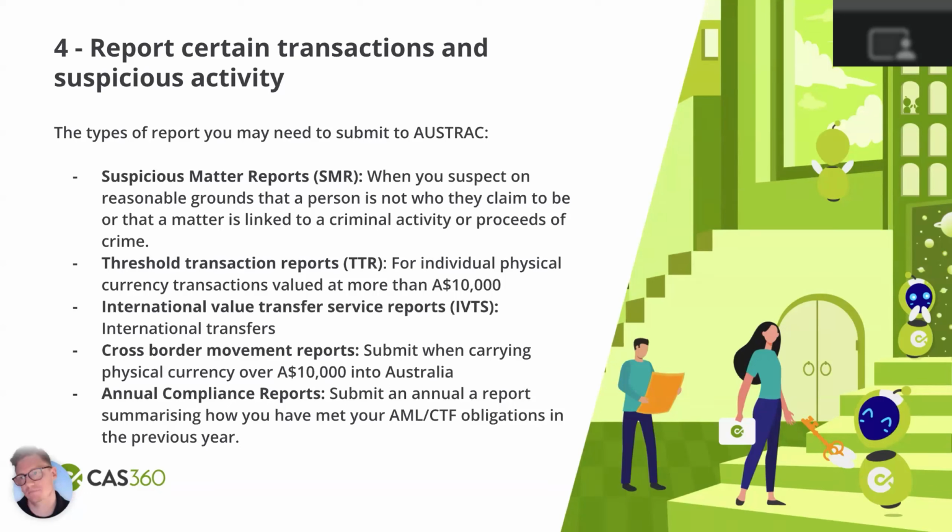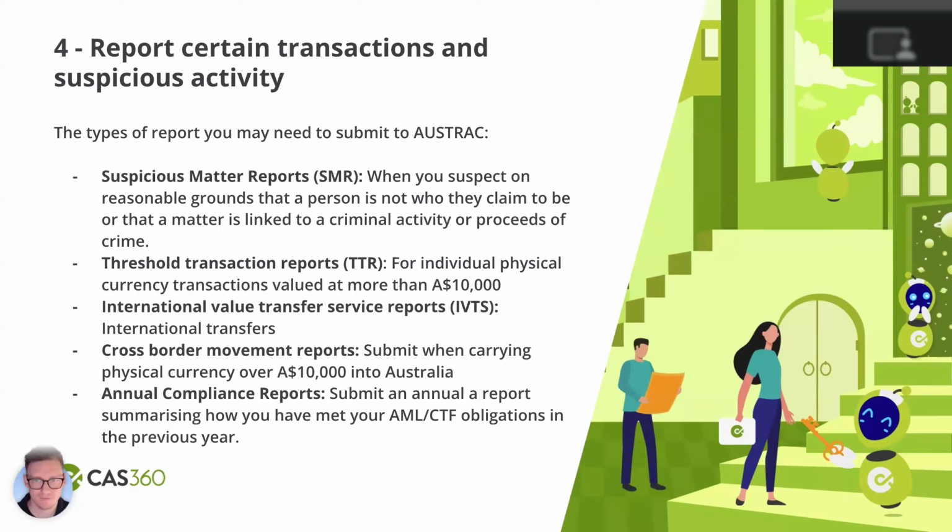Then there is the requirement to report certain transactions and suspicious activities. Okay, so the types of reports that you may need to submit to AUSTRAC. And this is where essentially that process of, okay, has something happened in the business? There may not always be a situation where you know everything that's happening in that business, right? But if you are aware, then you may need to report certain things.